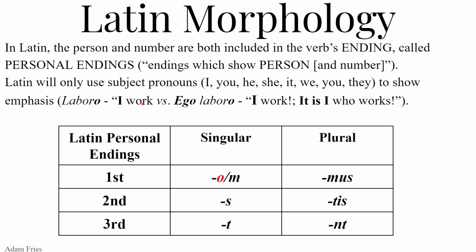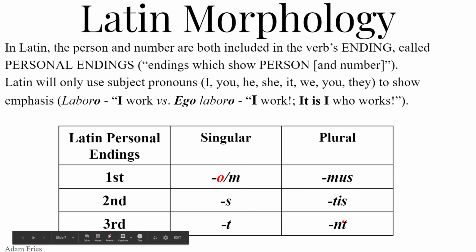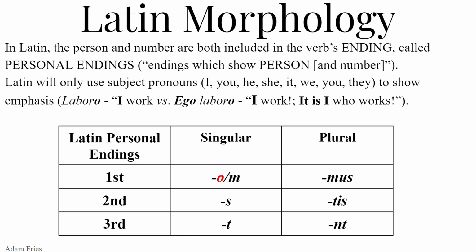So these are the personal endings. Make sure you know them. Go ahead and say o, s, t, mus, tis, nt. Don't worry about the M right now. The M we will use later, but not right now. So o, s, t, mus, tis, nt. If the verb ends in O, first person singular, that's the I. I am doing the action.